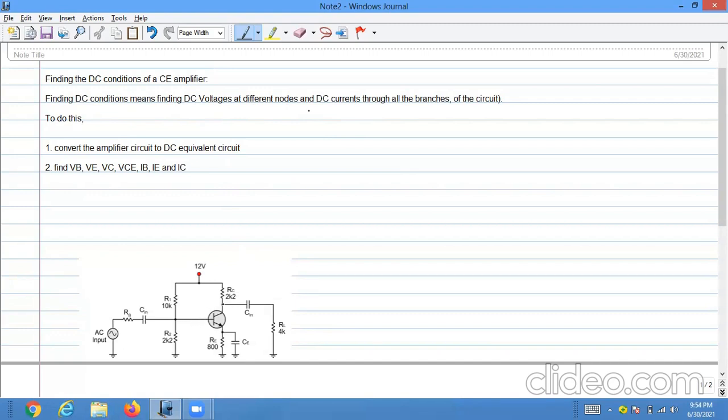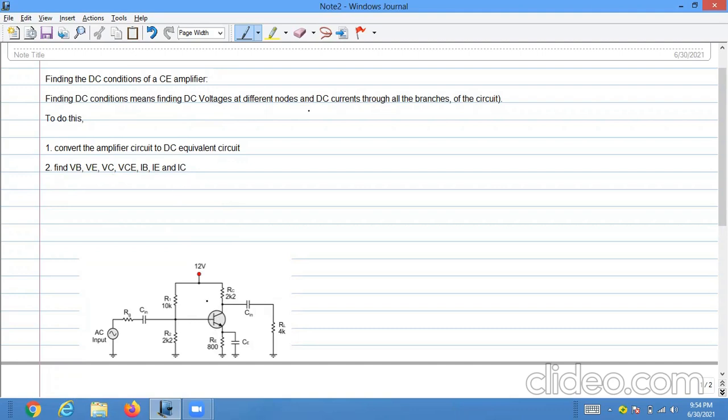terminals: base, collector, emitter. So base voltage VB, we need to find it. Emitter voltage VE, we need to find it. Collector voltage VC, and the voltage across collector and emitter, VCE. So these four voltages, and the base current IB, the current flowing through the emitter, IE, and the current flowing through the collector, IC. So in total, 7 parameters we need to find.